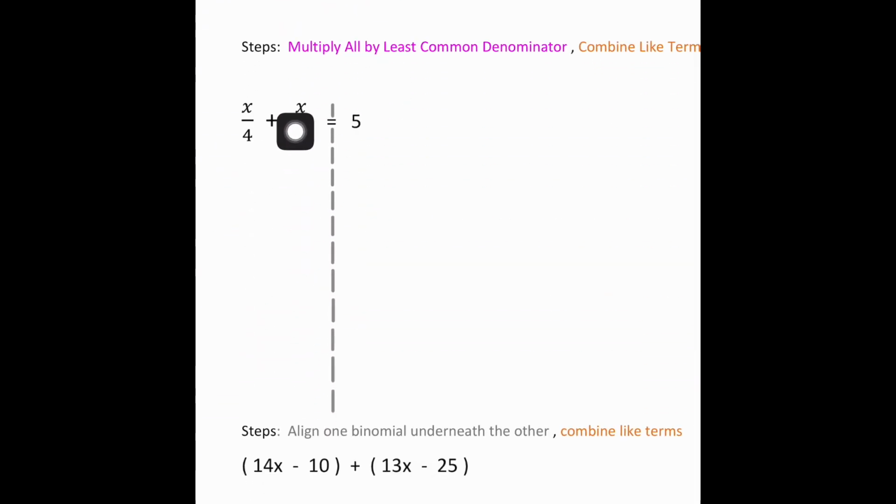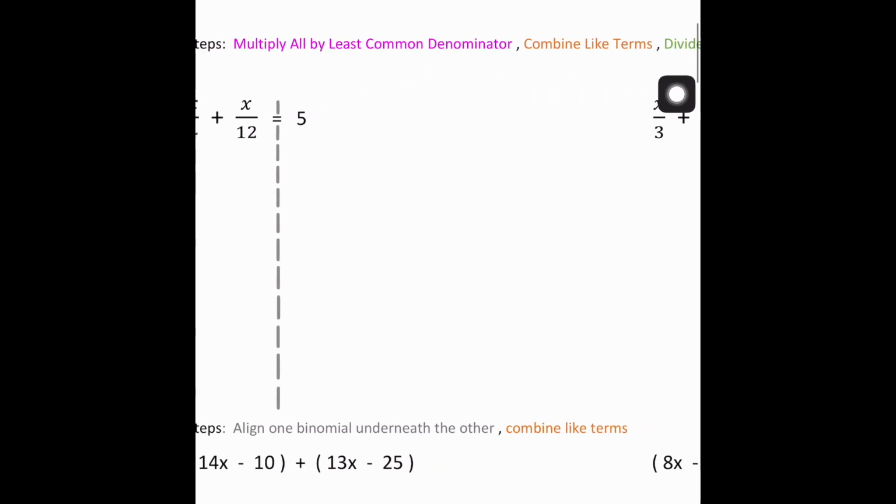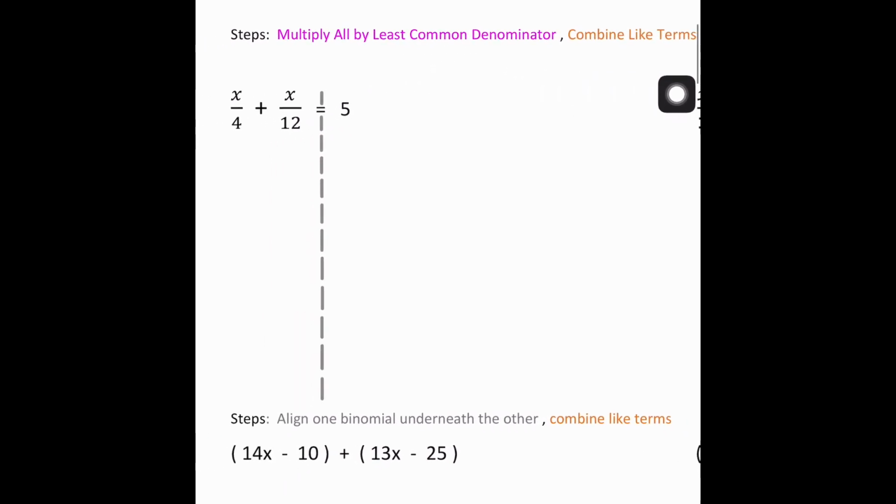All right, whoa, fraction time. Steps: multiply all by least common denominator, combine like terms, and divide. No big deal. Our least common denominator between the 4 and the 12, and the 5 technically has a 1 under it, so that'll go with any, but 4 does go into 12, so we will use 12 as our least common denominator. What we're going to do is multiply everything by that least common denominator, which is 12.